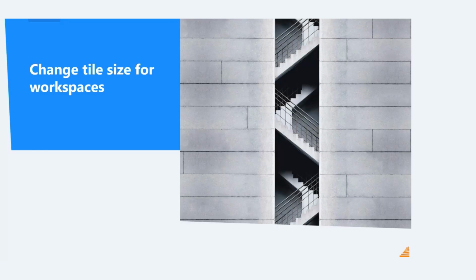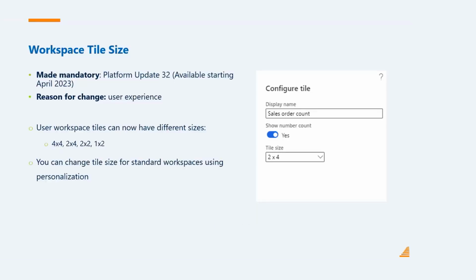Like I mentioned, the first ones are the easiest ones. This is regarding workspaces. As you know, we have workspaces in Dynamics 365, and they can have tiles. Starting from platform update 32, which is from April, so it's already here, we have a change to modify the tile size. Previously it was just fixed. Now you can change it to various sizes: 4x4, 2x4, 2x2, 1x2.